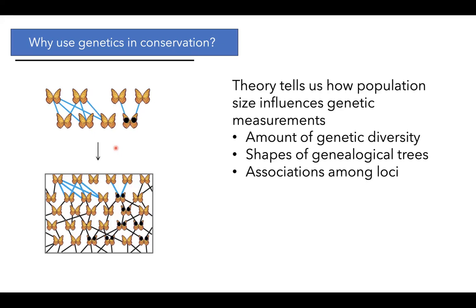And, you know, genetic diversity is a very simple measure that we might make for a population, but we can also look at other aspects of the genetic diversity, like shapes of genealogical trees and associations among loci.